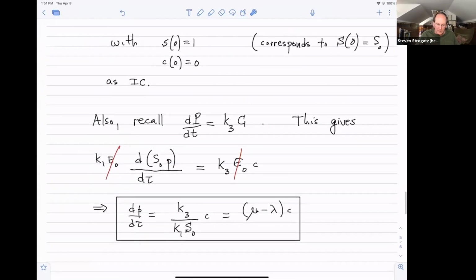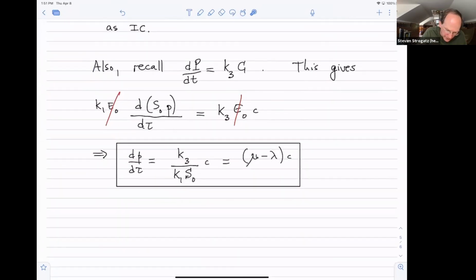Whereas P, the rate of change of P depends on C. So the information from C feeds into P. So P is driven by C. You could say it like that. But the dynamical engine driving the whole problem is the S and C subsystem. So that's what we want to understand. How does that behave?